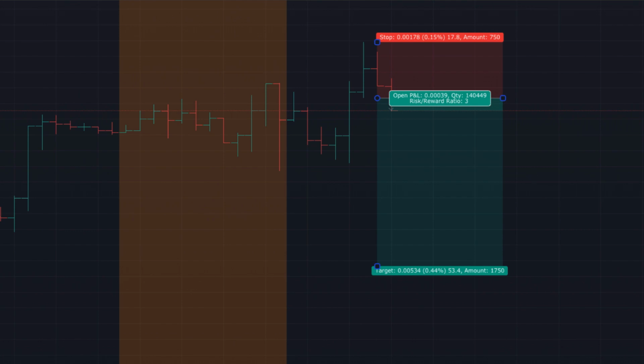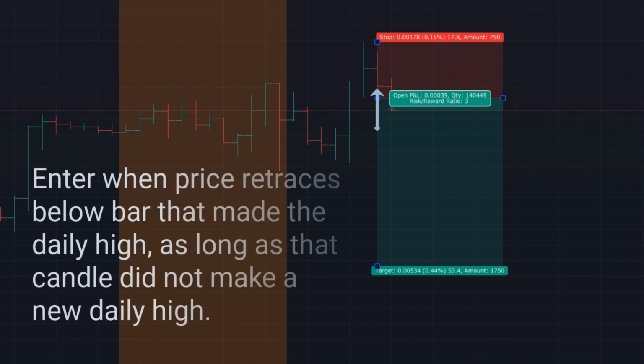The next thing we are looking for is price to make a new daily high, which is this bar right here. The third thing we are looking for is that the bar after the daily high does not make a new daily high, which it does not. We're going to place our order below the open of the bar that made the daily high, which would be this level here. We do not enter if the stop loss is greater than 5 pips.